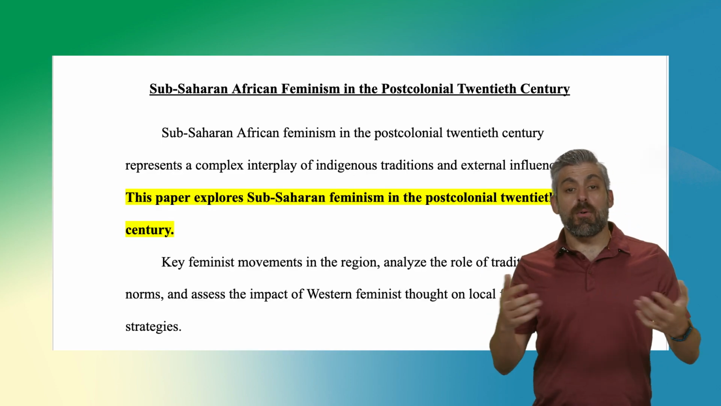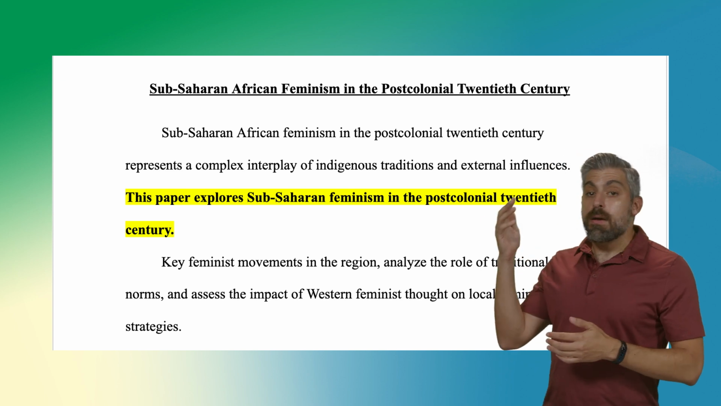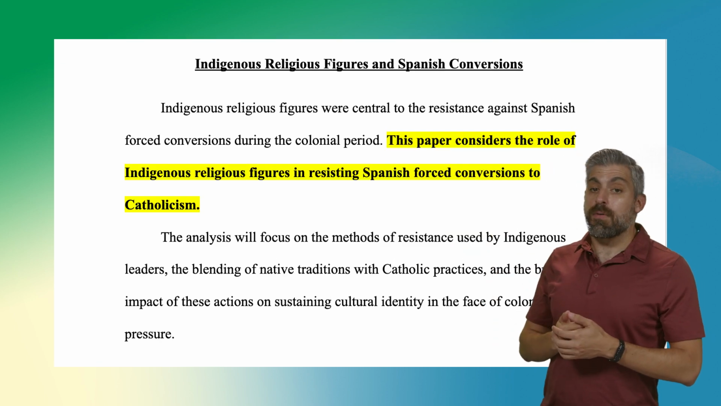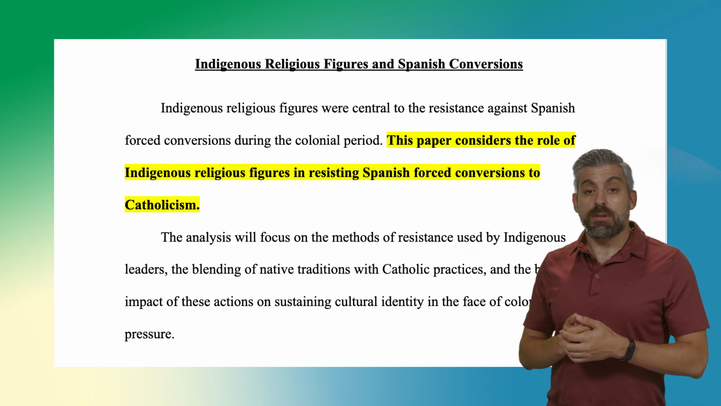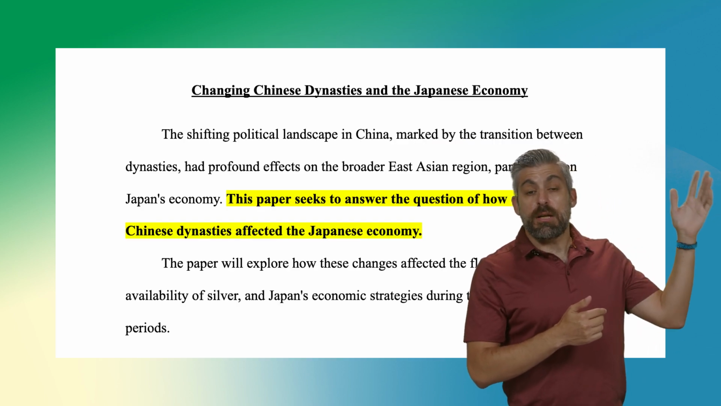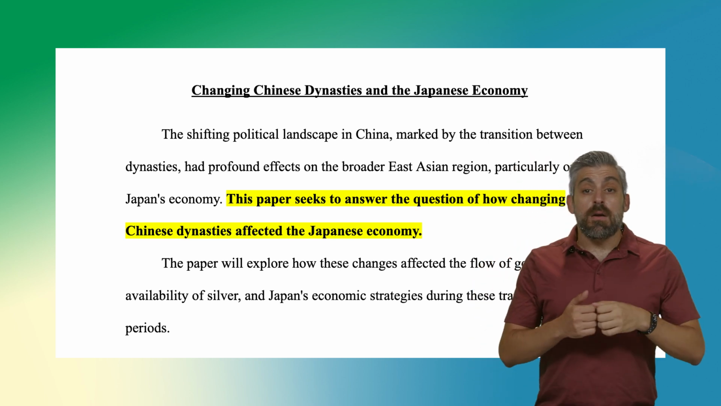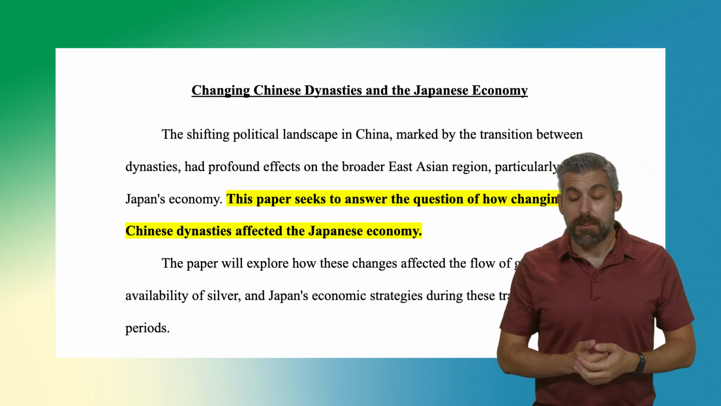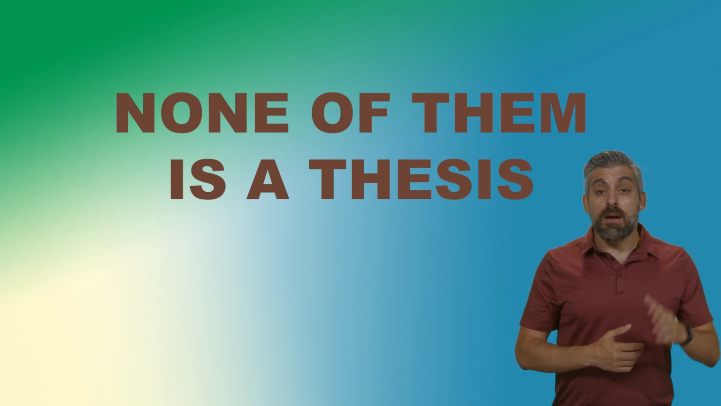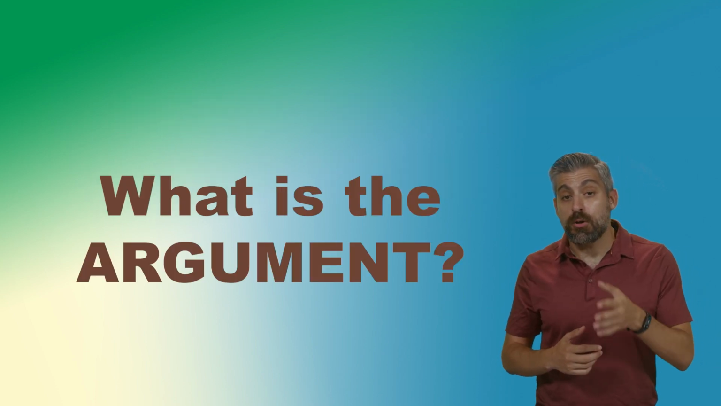This paper explores sub-Saharan feminism in the post-colonial 20th century. This paper considers the role of indigenous religious figures in resisting Spanish forced conversion to Catholicism. This paper seeks to answer the question of how changing Chinese dynasties affected the Japanese economy. These are all fascinating topics. None of them is a thesis. None of them actually tell the reader what the paper's argument is.